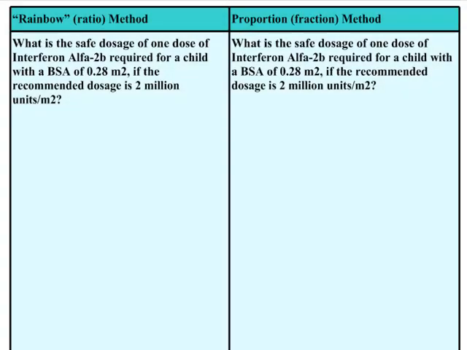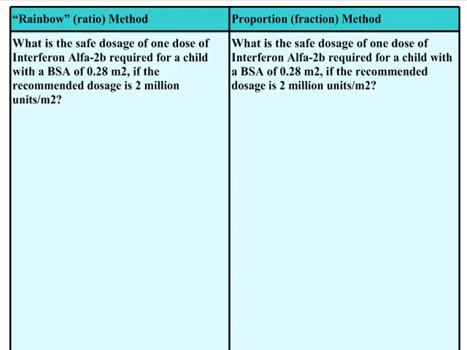Now let's look at some safe dosage questions. Let's look at the first question. They want us to find the safe dosage required for a child with a BSA of 0.28 meters squared if the recommended dosage is 2 million units per meter squared. In other words, we need to find out how many units we're going to give our child who only has a BSA of 0.28. So first we need to write down our known relationship between units and meters squared.